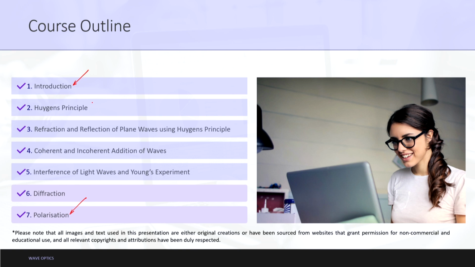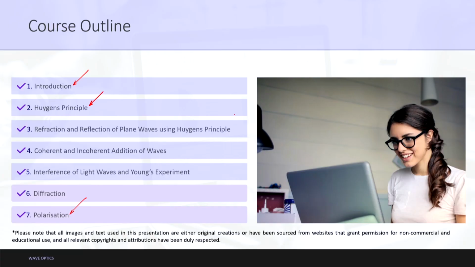Then in the Huygens principle we understood the concepts of wavelength and wavefront. What is the definition of a wavefront? What can we find out about the wavefront at some time t equal to tau if we know the wavefront at time t equal to 0? Then the reflection and refraction laws of plane waves using Huygens principle: using the Huygens principle and the wavefront concept, we proved the refraction and reflection laws.